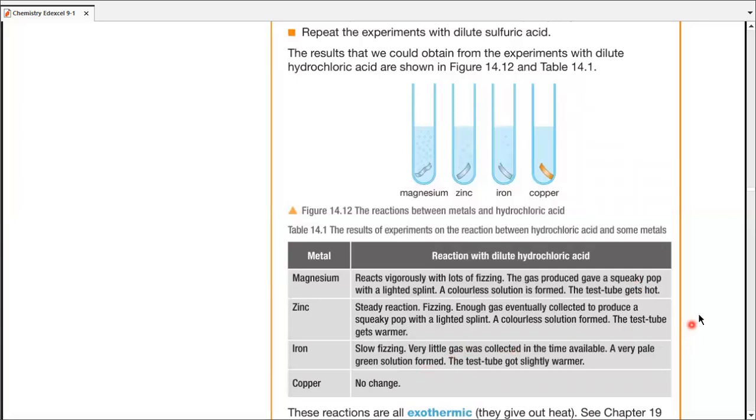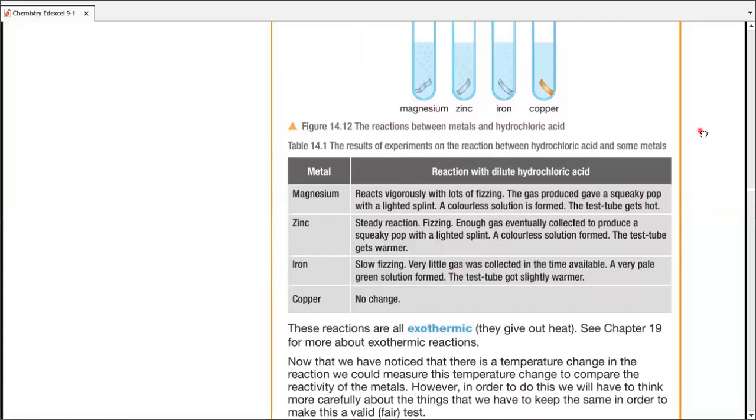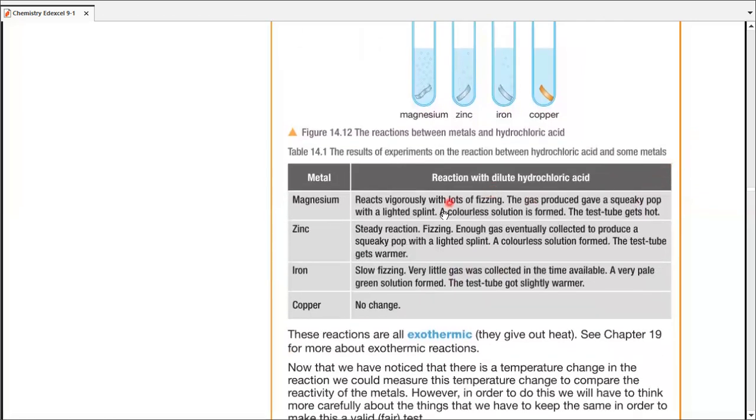Now, there are many observations that we are giving to you at the same time. Let's talk about them. The fizzing is due to the gas formed. The gas is hydrogen gas, so we can test it with a squeaky pop if we have enough gas. You do collect enough gas for magnesium and zinc, but you don't collect enough gas for iron. You're not able to collect any gas for copper even.